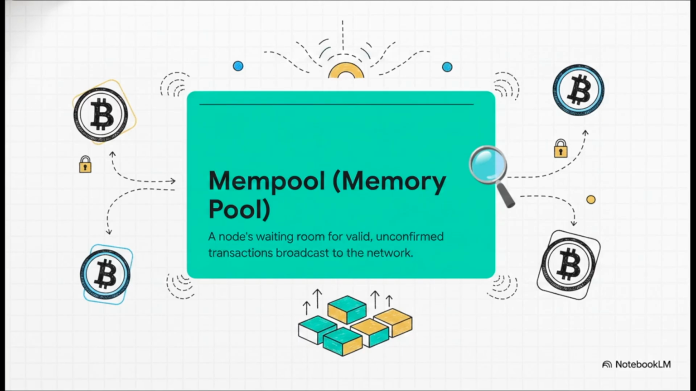The reason is this place called the mempool, which is short for memory pool. The easiest way to think about it is as a personal waiting room that every single node on the Bitcoin network keeps for itself. It's kind of like limbo, where your transaction hangs out after you've sent it, but before a miner has picked it up and put it in a block.